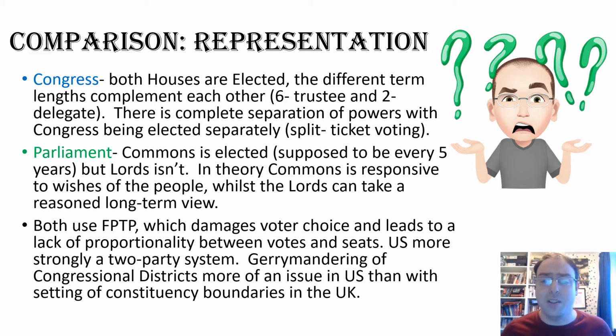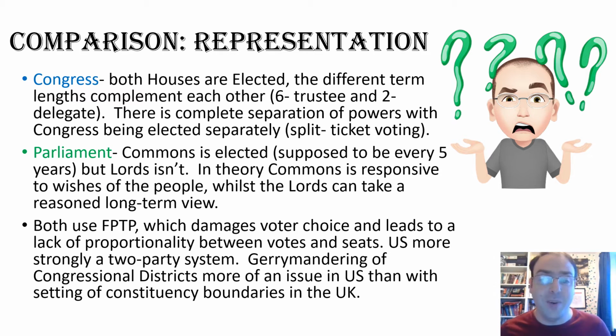Now, there is complete separation of powers, so with Congress being elected separately from the presidency, we get this idea of often split ticket voting, where people will deliberately vote for a president of one party and a member of the House or the Senate of a different one, in an attempt to balance power between the different branches of government. Again, that is structurally and culturally very different to what happens in the UK.